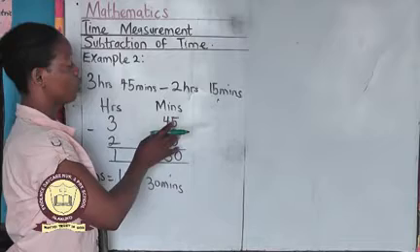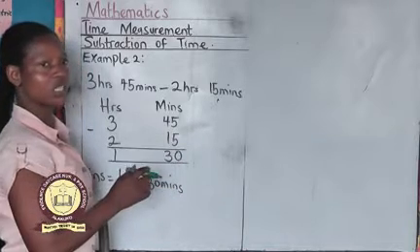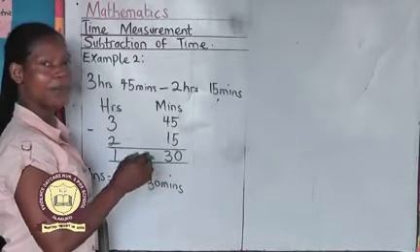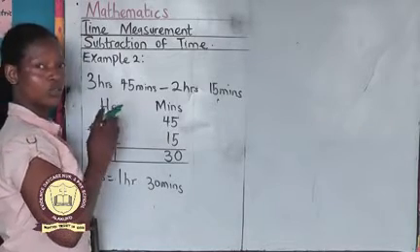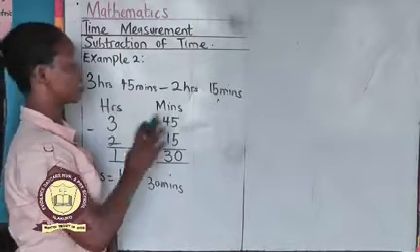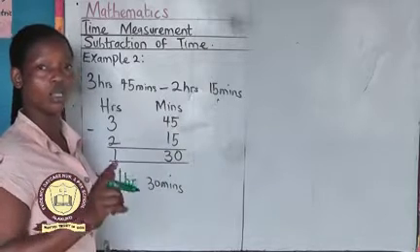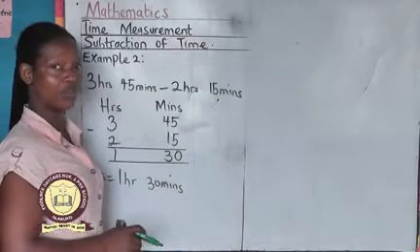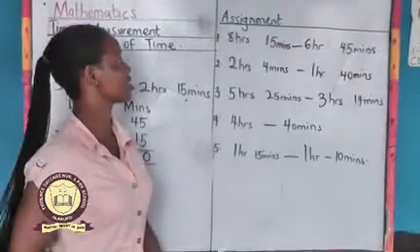But since we are not borrowing anything, just do it direct. But if the number is impossible, you want to borrow, when you borrow from this hour side, don't forget to always change it to 60 and put it here, because 60 minutes will give you 1 hour. I believe you understood. Now, here are your assignments.